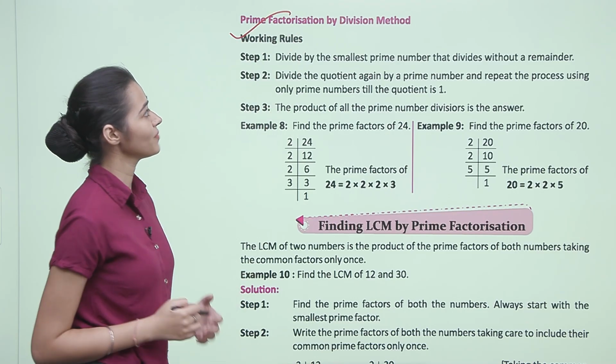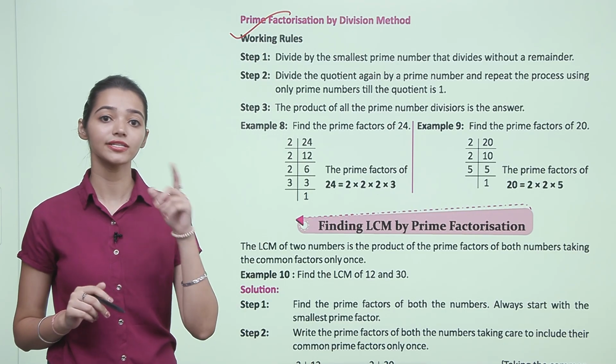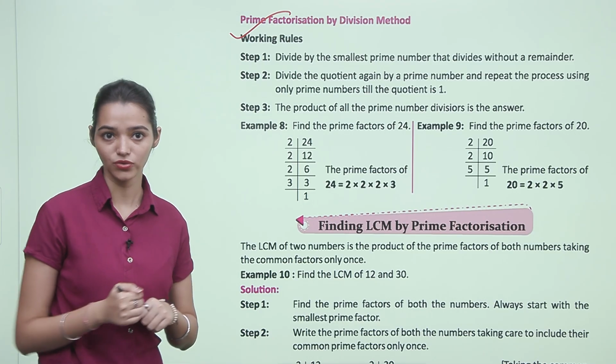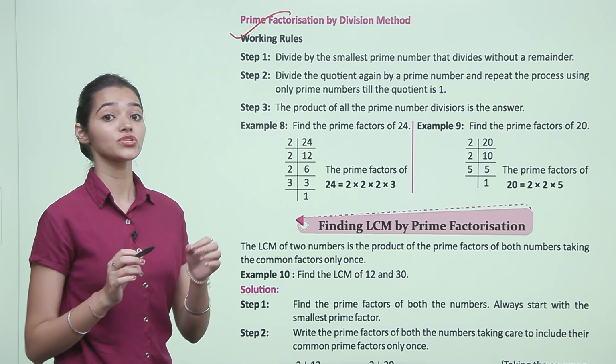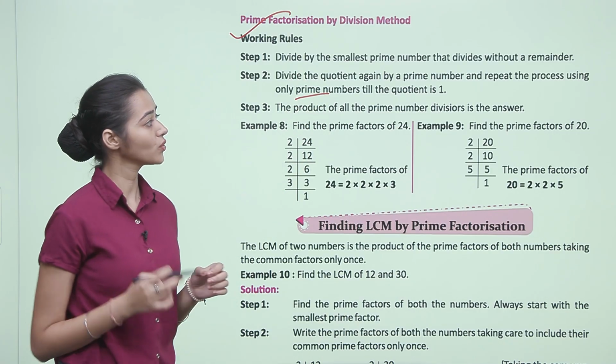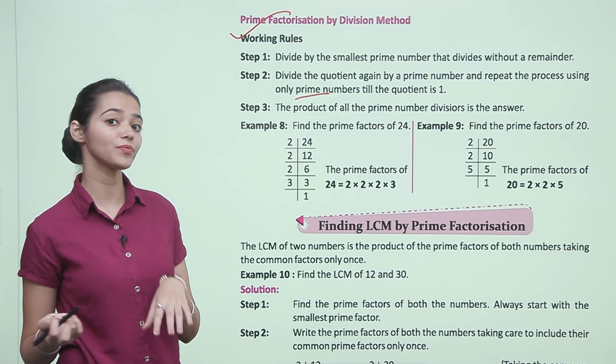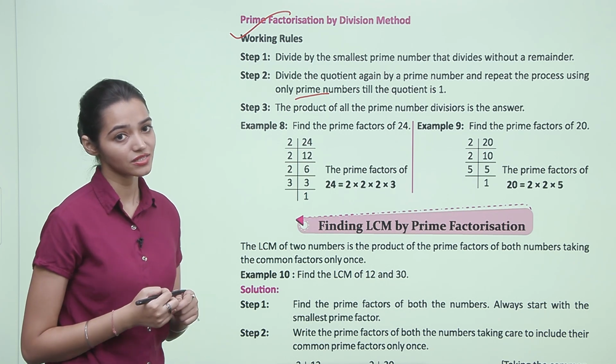Now prime factorization by the division method. Let's start with the working rules. The first one says that we will divide by the smallest prime number that divides without a remainder. Then we will divide the quotient again by a prime number, and we will repeat the process using only prime numbers till the quotient is 1. Then the product of all the prime divisors is the answer.